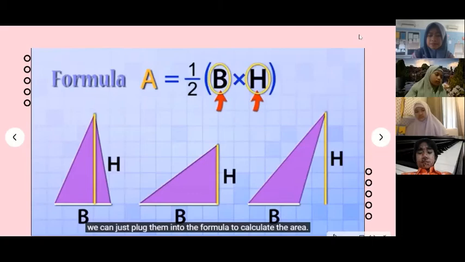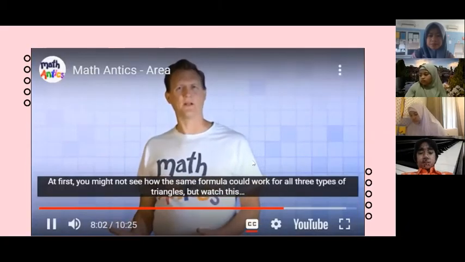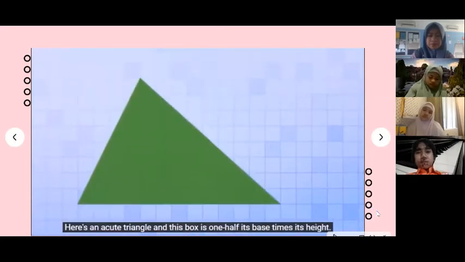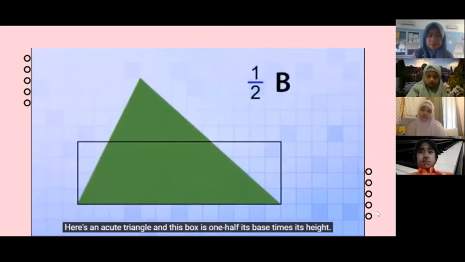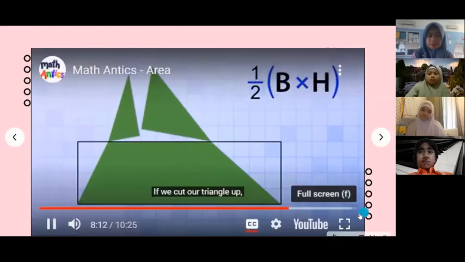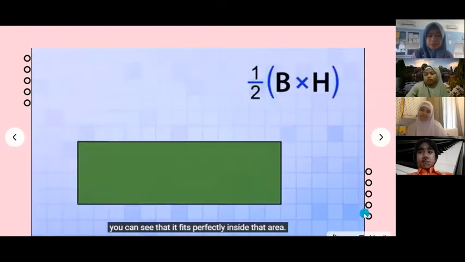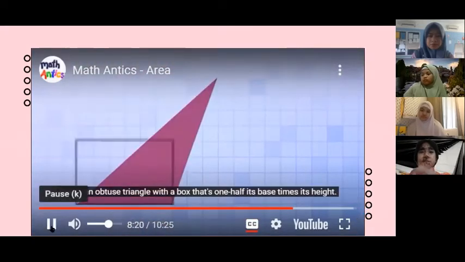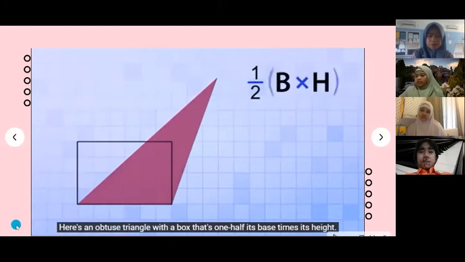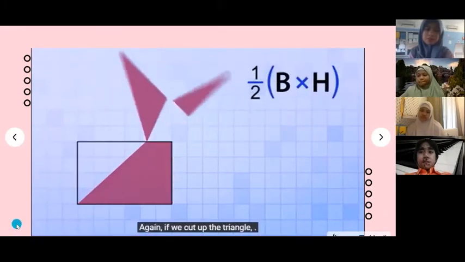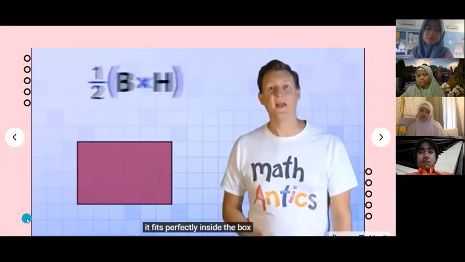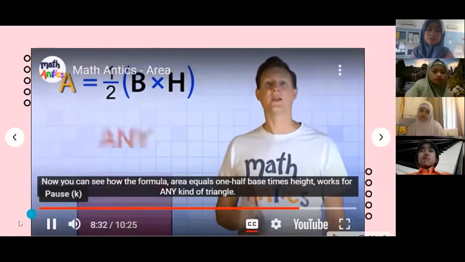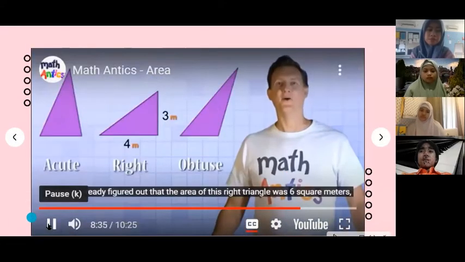At first, you might not see how the same formula could work for all three types of triangles, but watch this. Here's an acute triangle, and this box is 1/2 its base times its height. If we cut our triangle up, you can see that it fits perfectly inside that area. But wait, there's more. Here's an obtuse triangle with a box that's 1/2 its base times its height. Again, if we cut up the triangle, it fits perfectly inside the box. Now you can see how the formula, area equals 1/2 base times height, works for any kind of triangle.